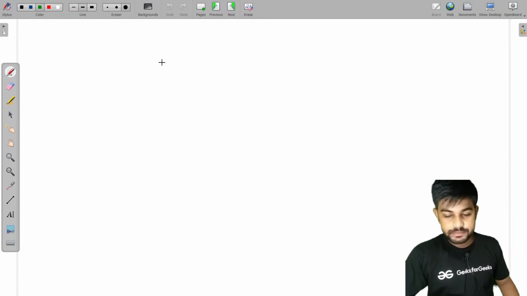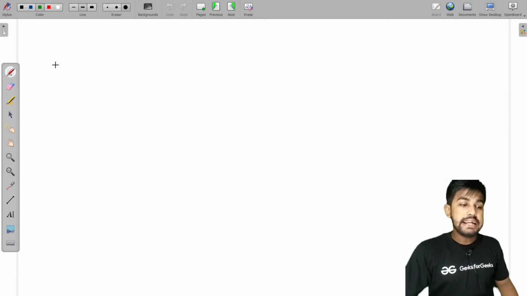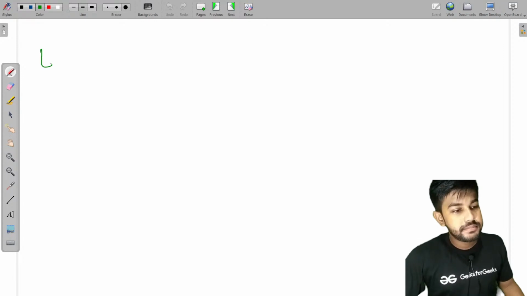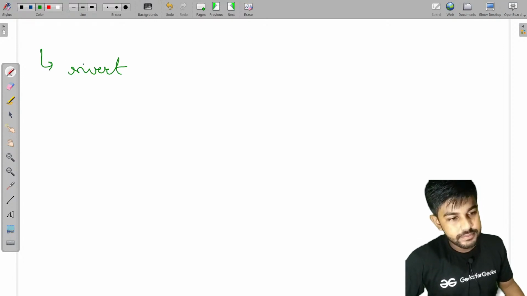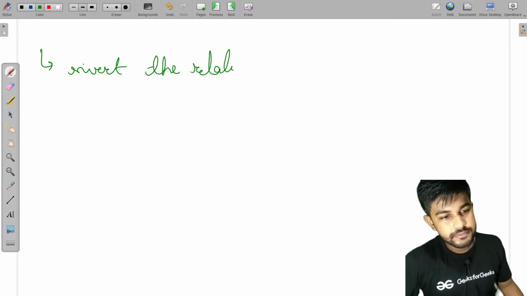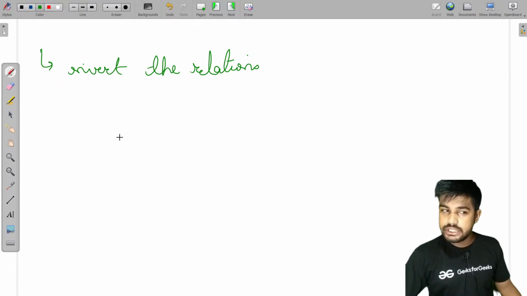Okay. So till now you have understood. Now how to do topological sorting? We can do topological sorting by... Invert the relations. The first thing we need to do is invert the relations.